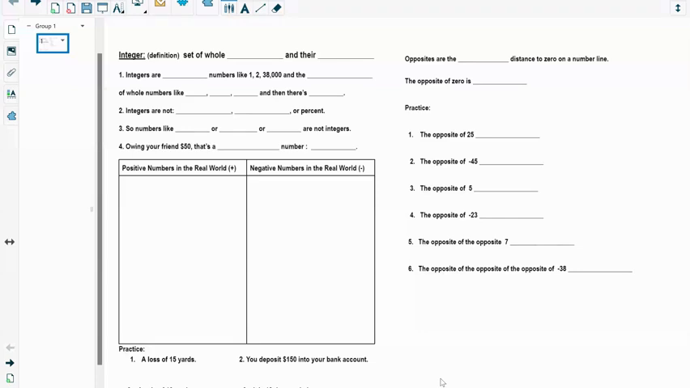Today we're going to talk about integers. The G is soft in the word, so it's not "integer," it's "integers." And integers are the set of whole numbers and their opposites. Opposites meaning the negative version of it. Integers, so like I said, integers are whole numbers.